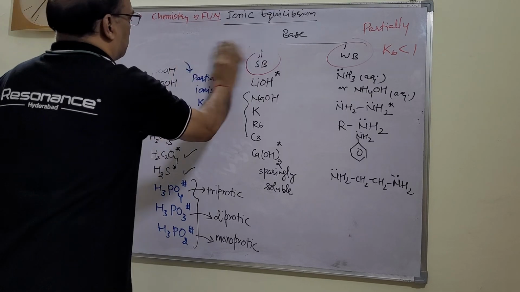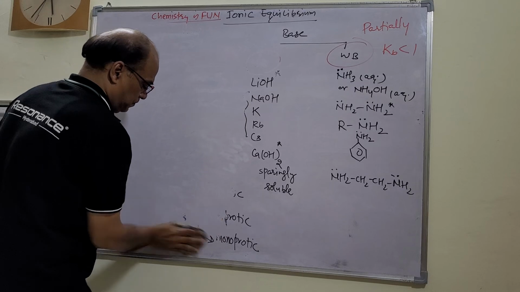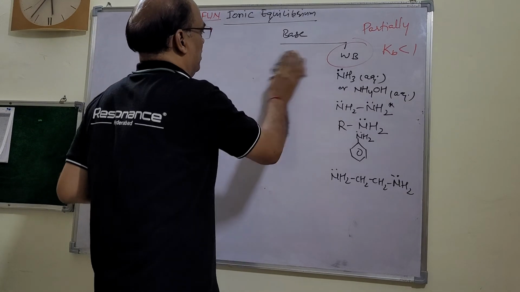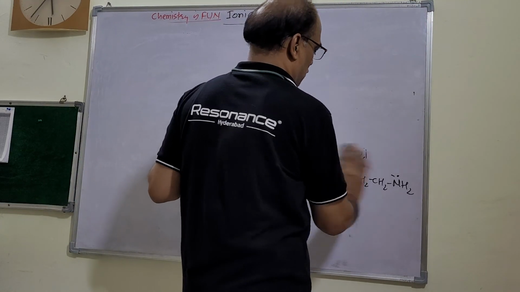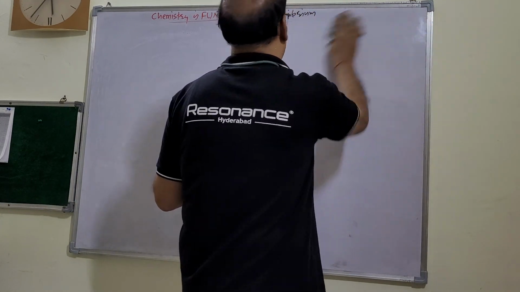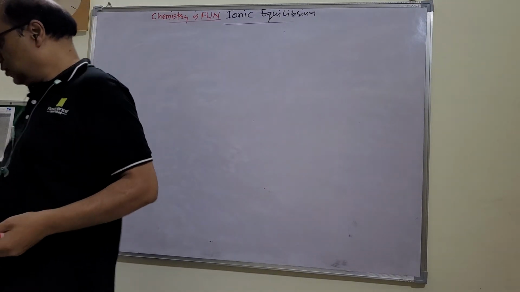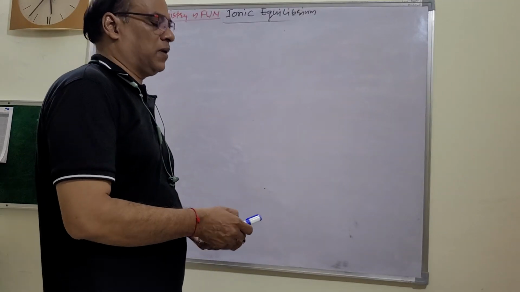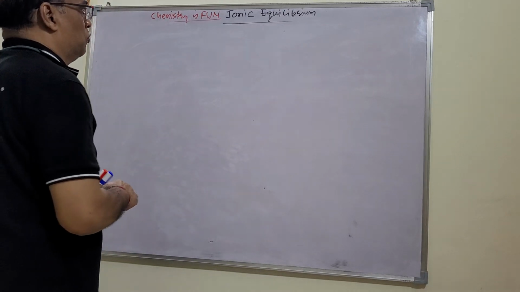So the basic problem with ionic equilibrium is that we cannot recognize the species. This is the basic problem. What is salt, what is base, what is acid, which one is strong, which one is weak. These are the basic problems with the kids. So initially we are focusing on the acid part, base part. Strong acid, strong base I told you already.